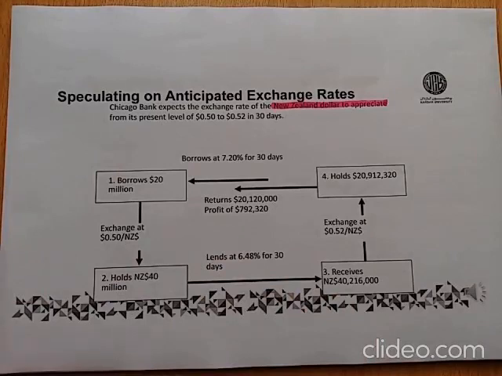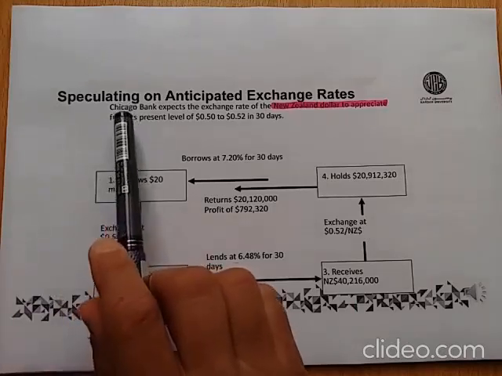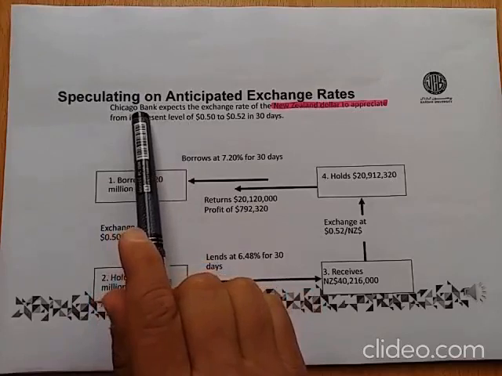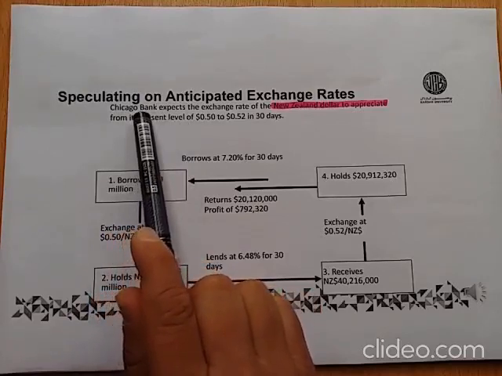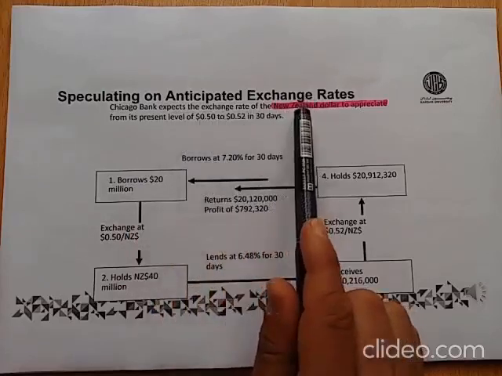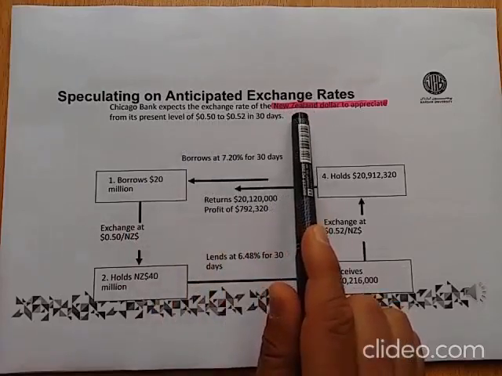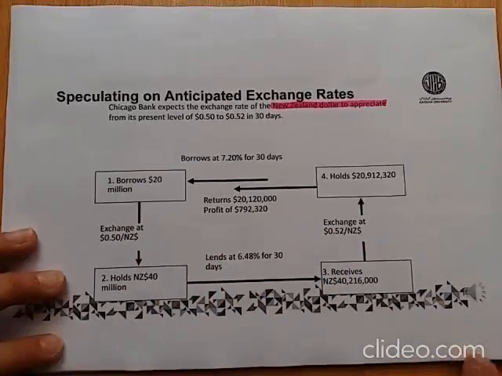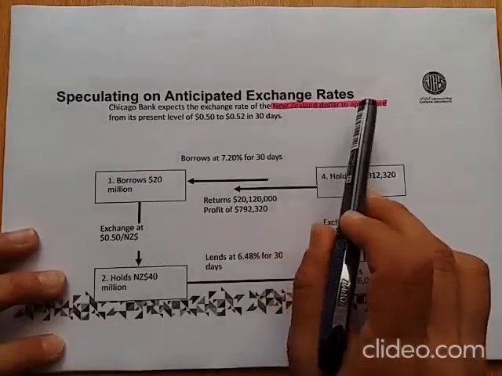First of all, in any covered interest arbitrage numerical, we need to see which rule will be applied, the borrowing rule or the lending rule, on the foreign currency actually. So if we see here, Chicago Bank expects, so Chicago Bank is a US bank with the US dollar as its base currency, so the US dollar is our local currency. They are expecting that the exchange rate of the New Zealand dollar, which is our foreign currency, will appreciate. So here the foreign currency is appreciating.